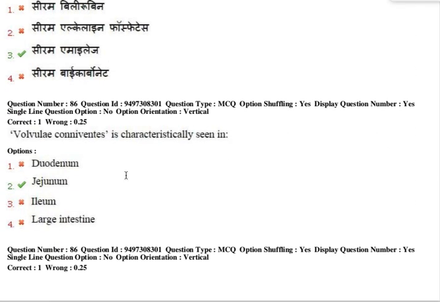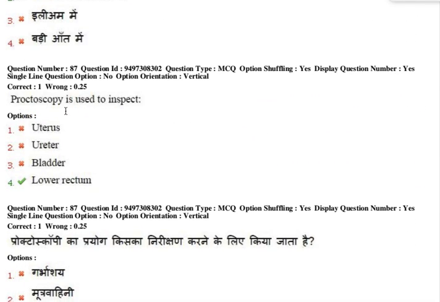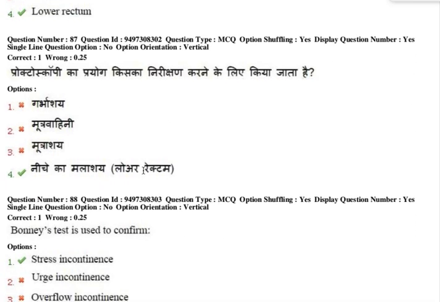Next question, question 86. Valvulae conniventes are characteristically seen in? Correct answer is second, jejunum. Next question, proctoscopy is used to inspect? Right answer is fourth, lower rectum. Proctoscopy is used to inspect the lower rectum.